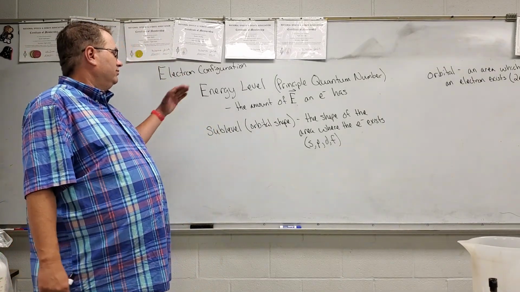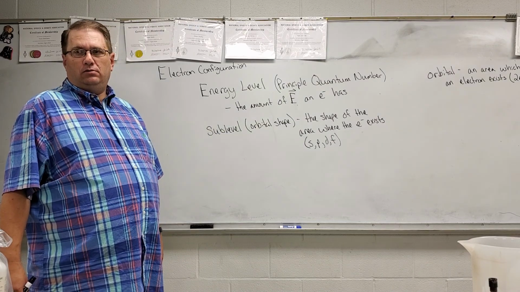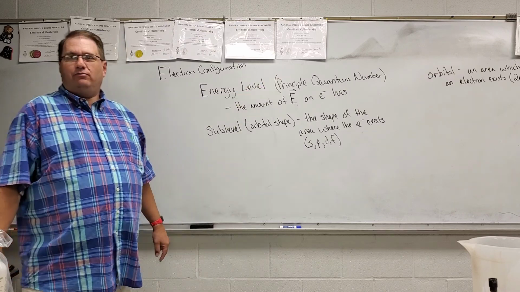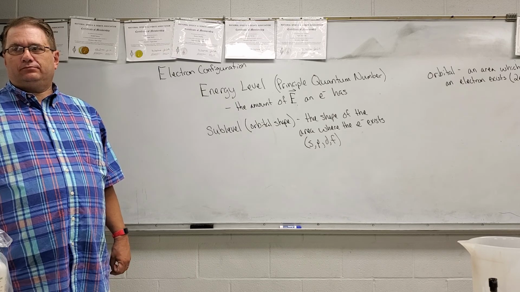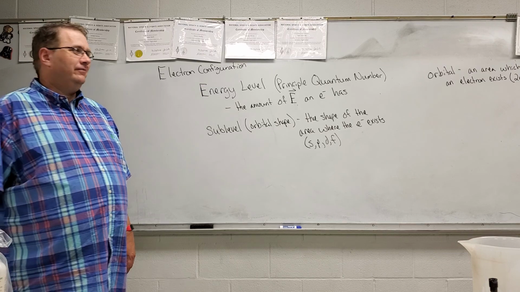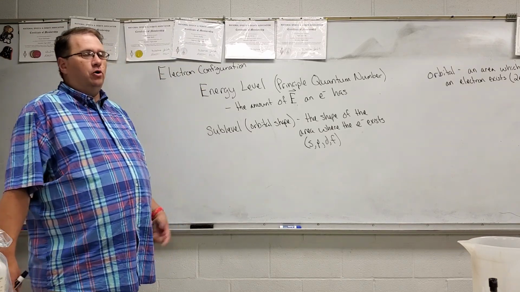So it goes energy level, sublevel, then orbital. Think of this as state, city, neighborhood, then your house, with 2 people max. Your atom would be the state, or the whole electron cloud.